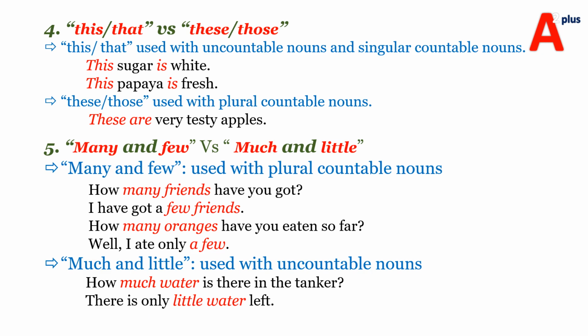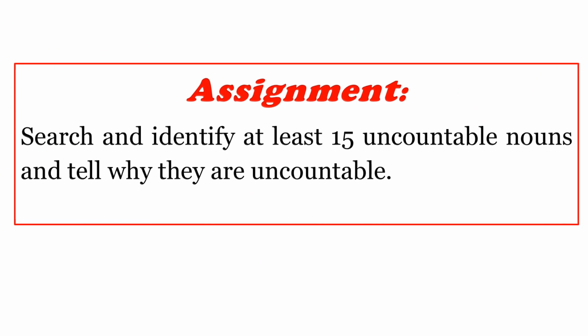These are the rules regarding the countable and uncountable. There are 5 rules. So this is all about noun, and I will give you an assignment. Search and identify at least 15 uncountable nouns and tell why they are uncountable. Let me give you some examples. Idea, snow, butter. Are they countable? You can find 100 of them. All you have to do is search in Google and find 15 uncountable nouns.